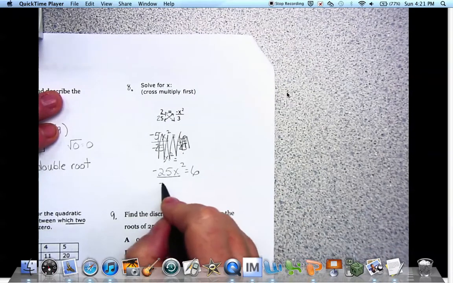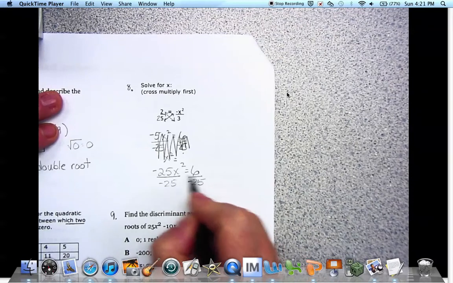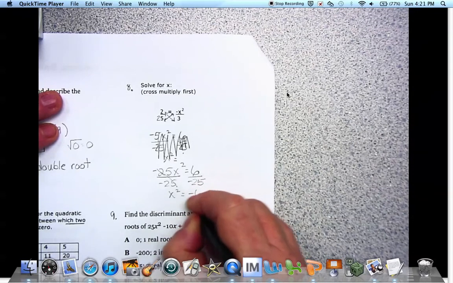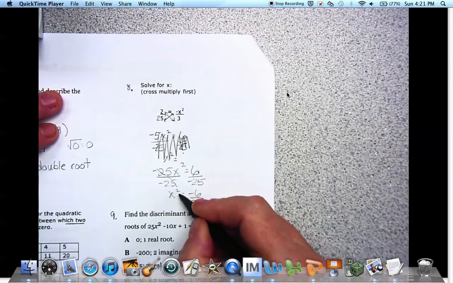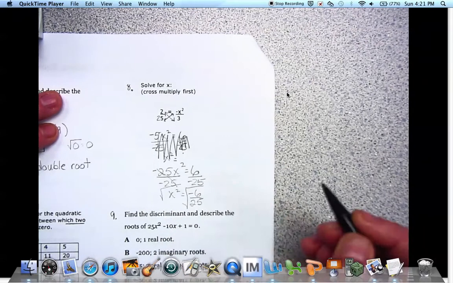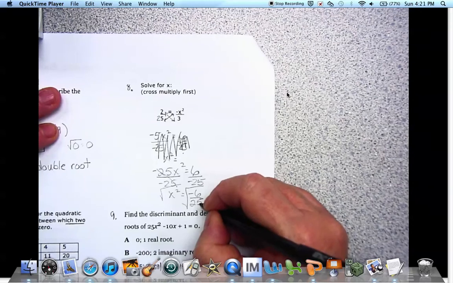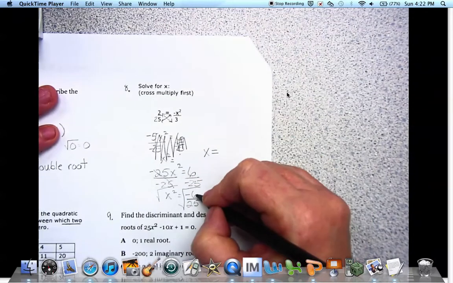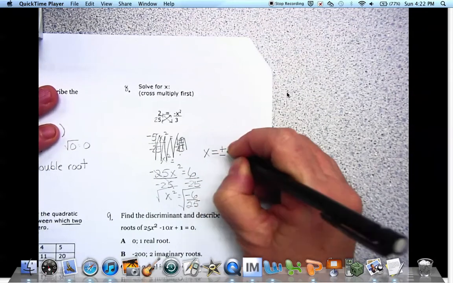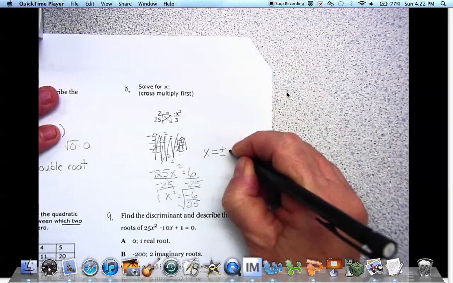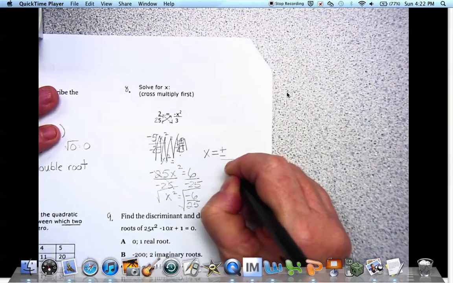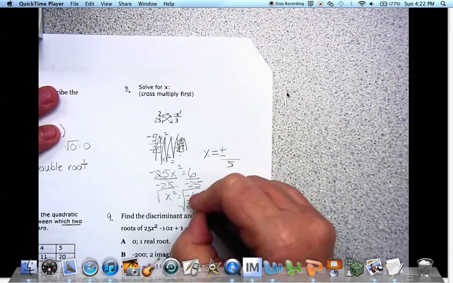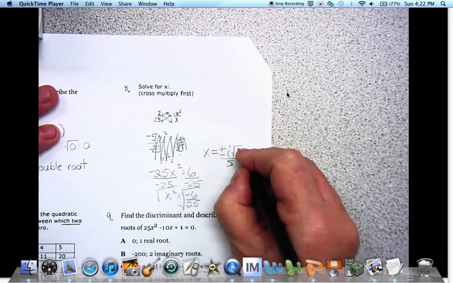Then we'll divide by negative 25 to get the x squared by itself. So x squared equals negative 6 over 25. To get rid of the x squared, we square root both sides. I know the square root of 25 is 5. So x equals, and anytime I take the square root and it's equal to something, I have to do the plus and the minus. On the bottom we're going to have a 5, and on the top, I know the square root of a negative is i, but I'm going to leave the square root of 6.